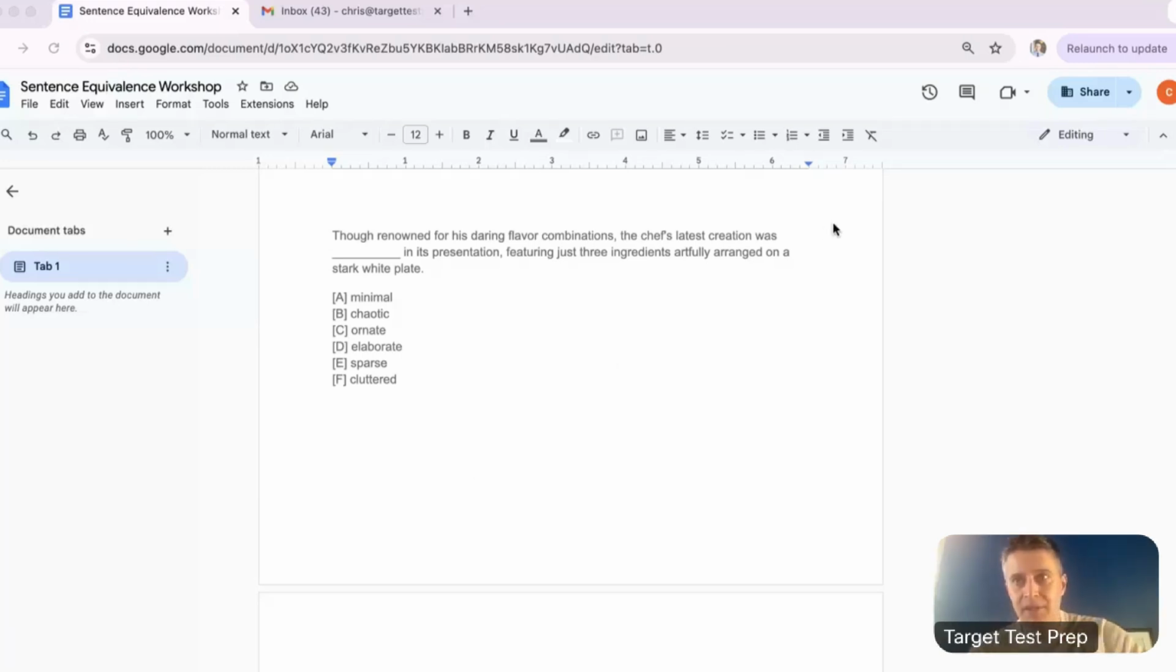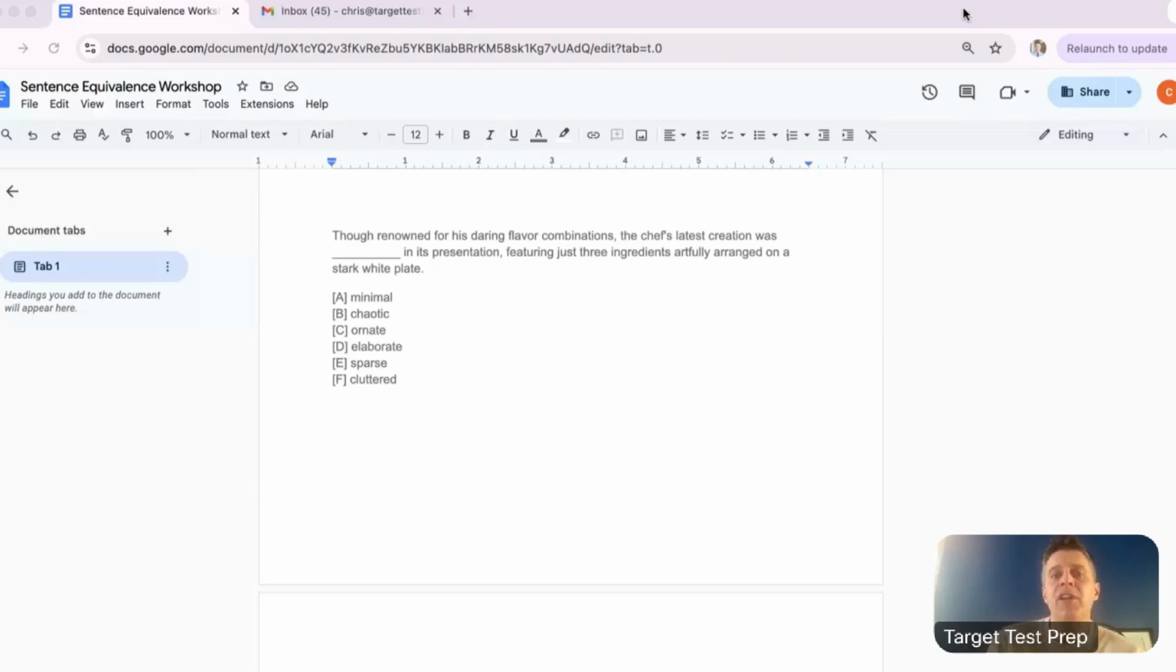Okay, I think I got everyone. Most of you have had a chance to answer that. I think everyone got that correct, I believe. So great job. Here, you can read the sentence. If you look at the clue, stark white plate, just 3 ingredients, you know that the presentation is more simple, and it's contrasted with the 'though' at the beginning, which shows there's a change from the daring flavor combinations. And so that leads us to answer choices A and E.